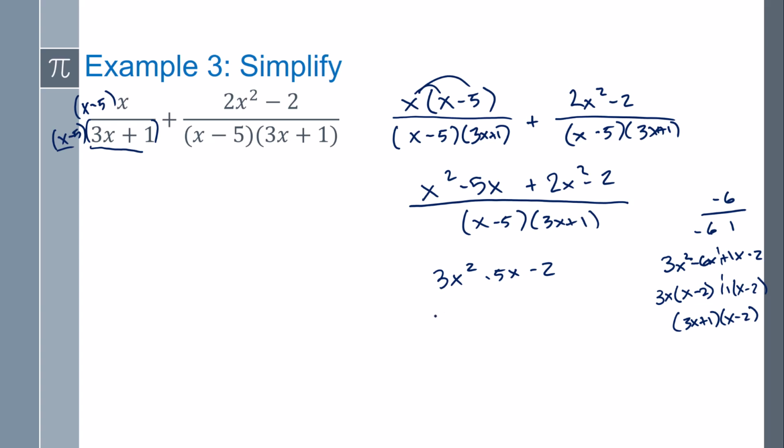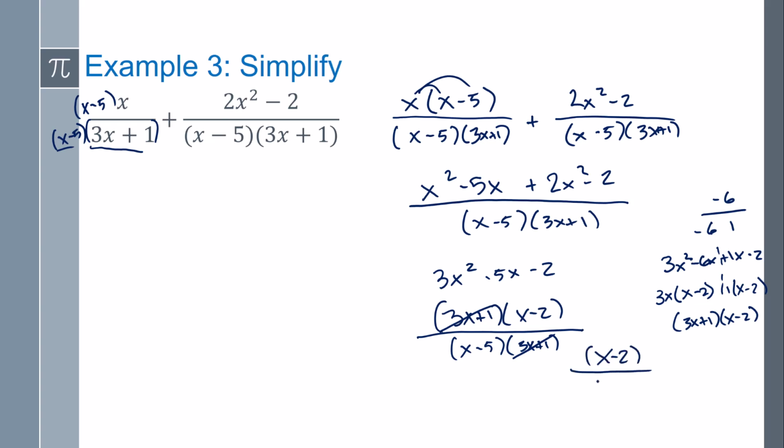So that means on the top, it's 3x plus 1 times x minus 2, all over x minus 5 times 3x plus 1. Those will reduce. So my final answer is that. Again, the only way I knew that something might reduce is that I just tried it out. And that's what you're going to have to do.